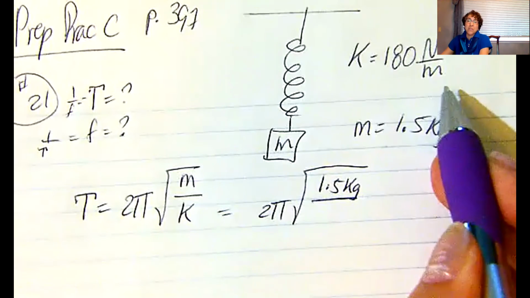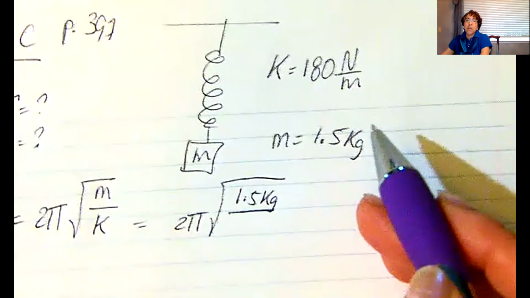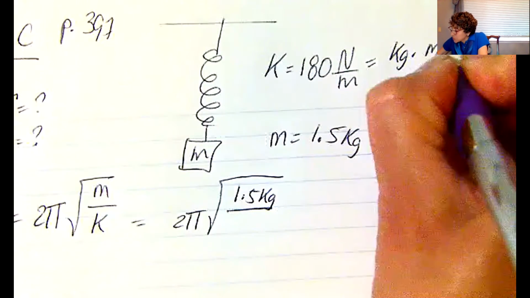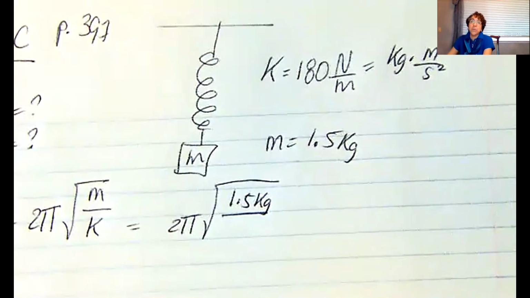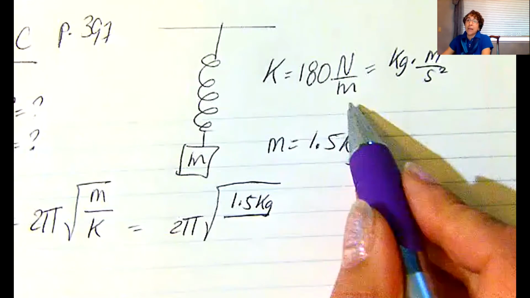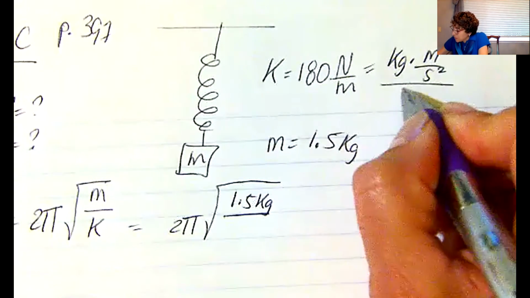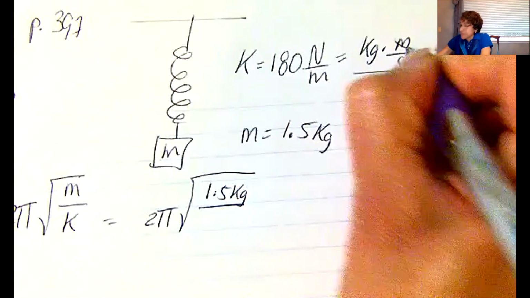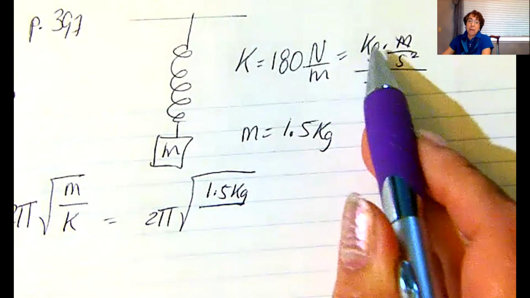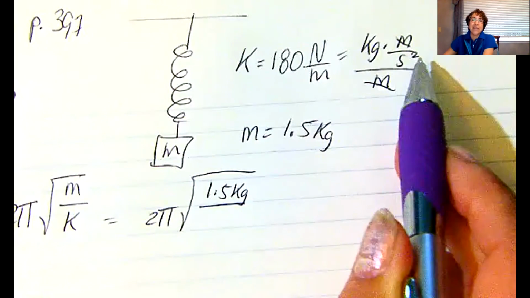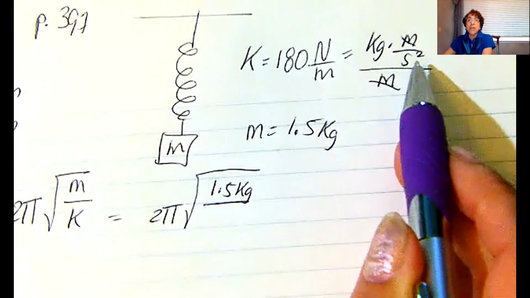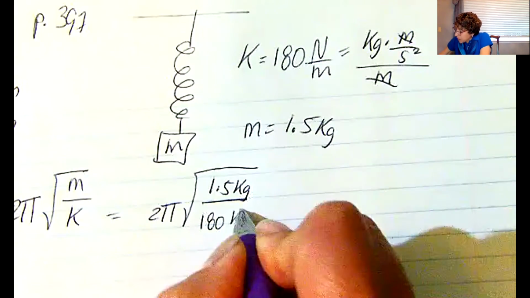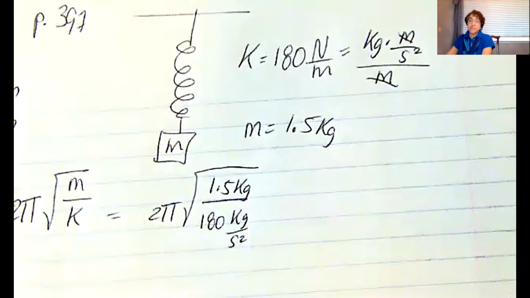Well, I'm not going to get the units to cancel out that way. So let's write down what a newton is. We know that a newton is a kilogram meter per second squared. And then we have to divide that by the meter. Now you see that your meters cancel out, and you end up with kilograms per second squared, which is why it said that on your handout, summary of chapter 11. So we can put down 180 here, kilograms per second squared.